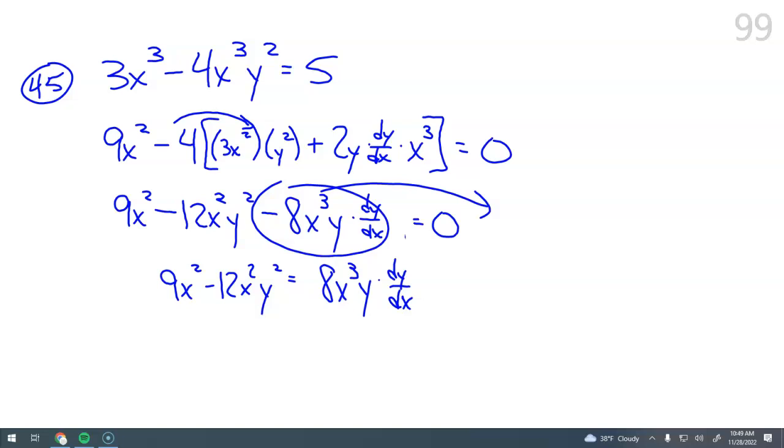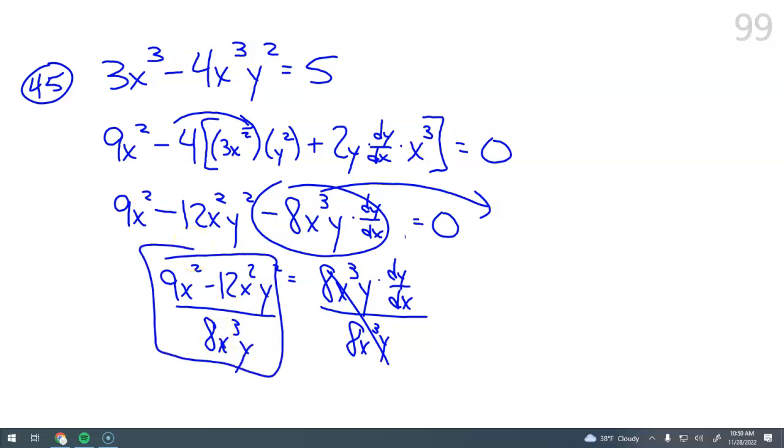And then just divide by, if I go too fast, I feel like I'm going fast. Sometimes I forget you guys are writing and listening, so just yell at me. So then I would divide by the 8x to the third y, so these cancel. And then over here, that should be the answer, is that right?